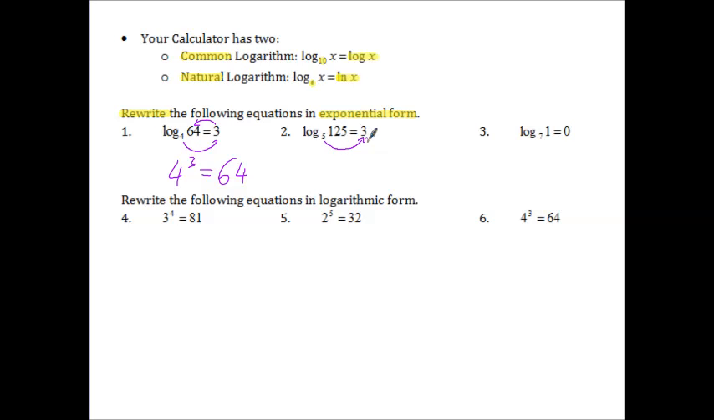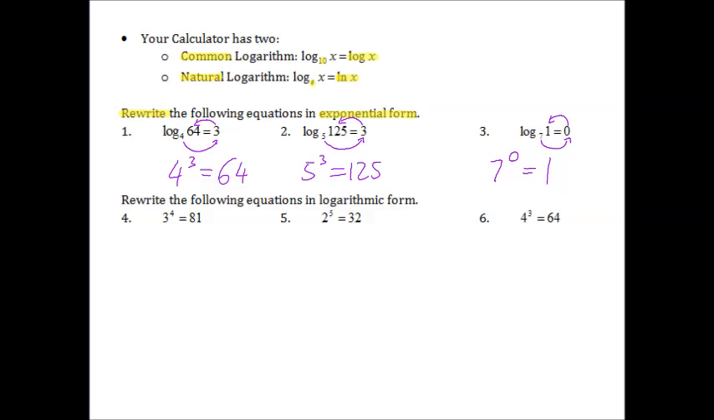5 cubed is equal to 125, and that is also what we figured out ourselves. And 7 to the power of 0 is 1. 7, or any number for that matter, to the power of 0 is always 1. That's how we rewrite logarithmic form into exponential form.